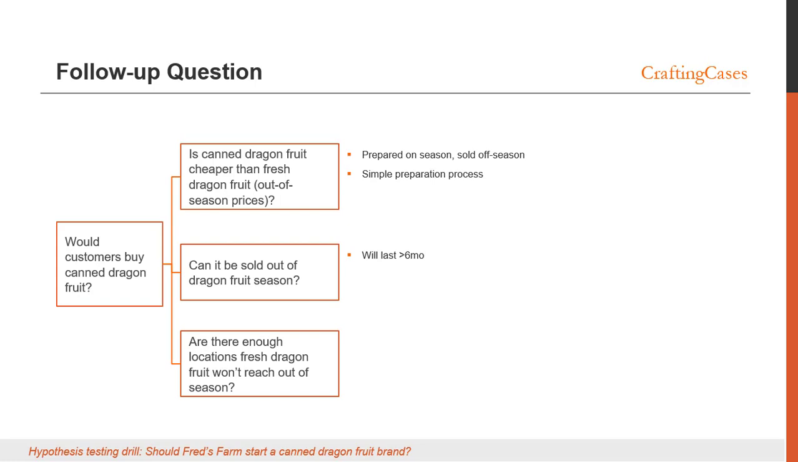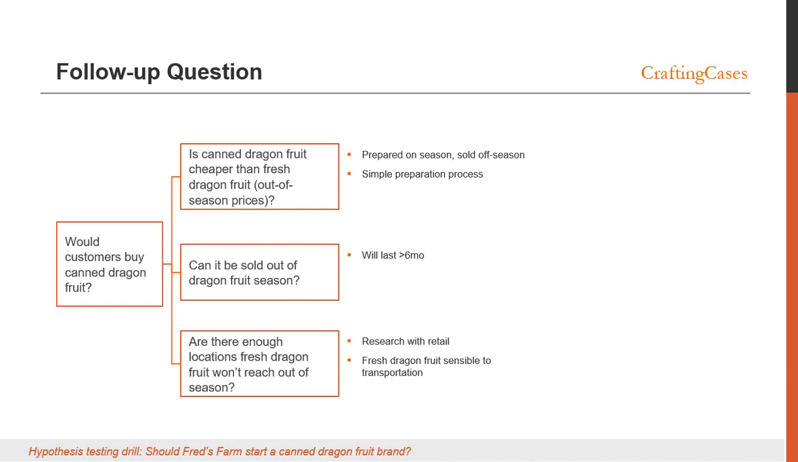And last, I'd like to check if there are enough locations fresh dragon fruit won't reach out of season. So I'd probably look into capitals where there are more people and research with retail to see if there is dragon fruit out of season. I'll call supermarkets or something and ask them, do you have dragon fruit when it's out of season?